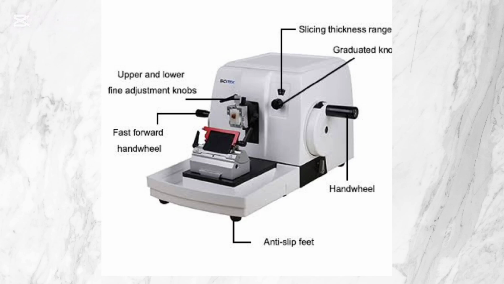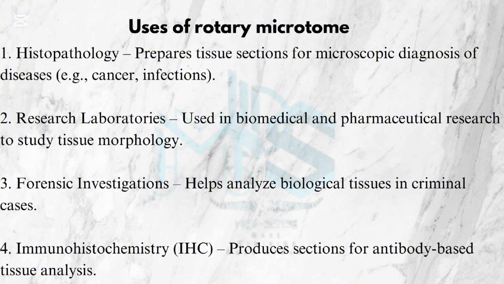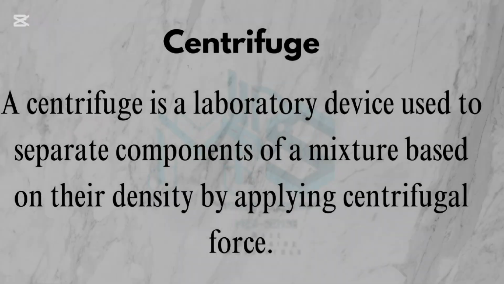Now, this is the picture, and it's labeled, as a matter of fact, of a rotary microtome. Now, uses in the histopathology lab, which is the major place it is used, for preparation of tissue sections for microscopic diagnosis, research laboratories, forensic investigations, and all that. Now, that's for a microtome. Now we are going to be looking at centrifuge next.